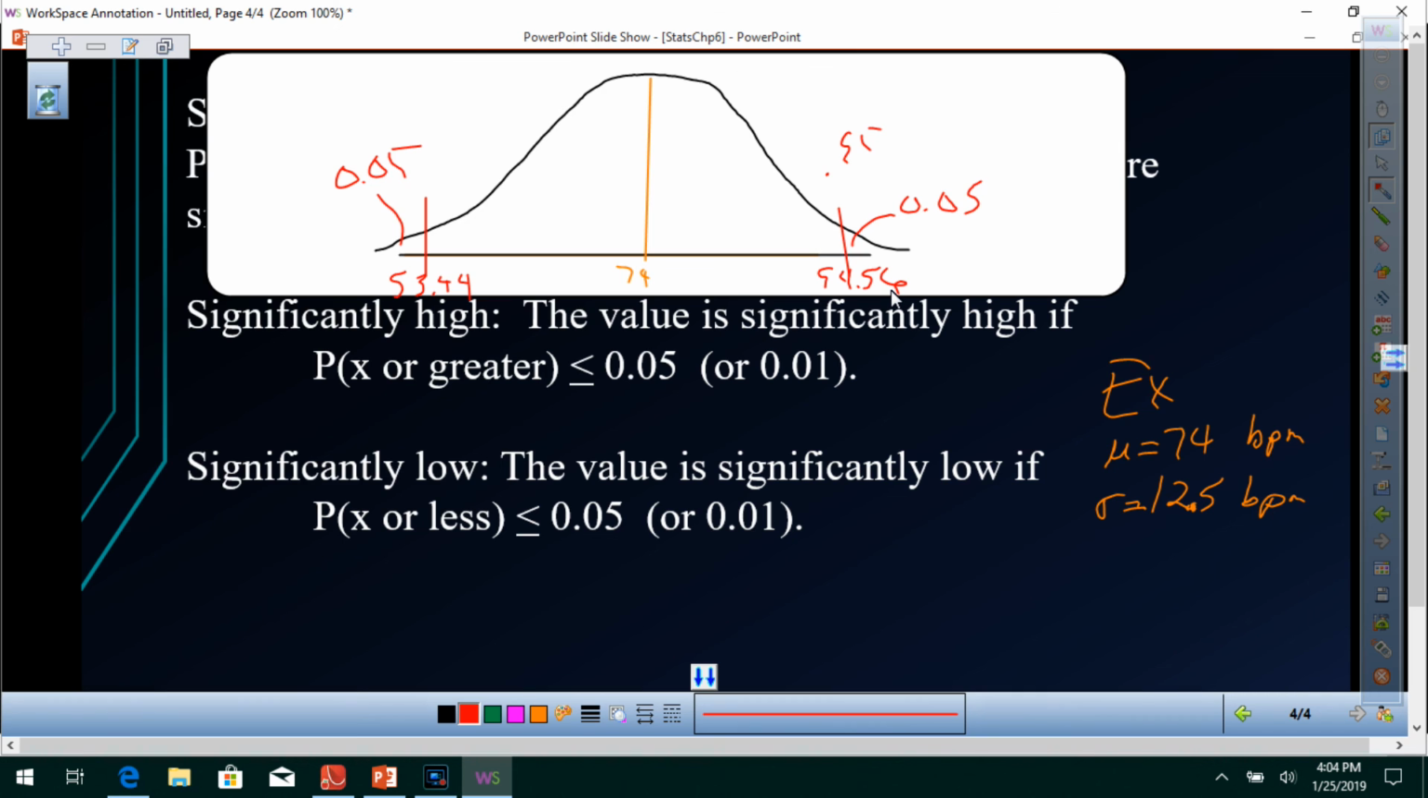So your heart rate is significantly low if it is below 53.4, and it is significantly high if it's above 94.6. And then if you went to the doctor and they took your heart rate and it was, say, 96, they would be concerned. That would be considered significantly high.